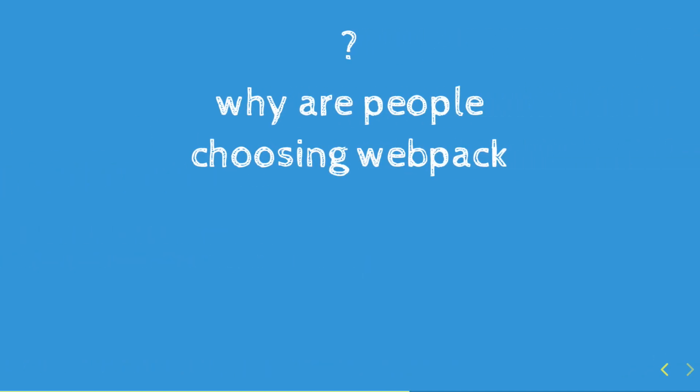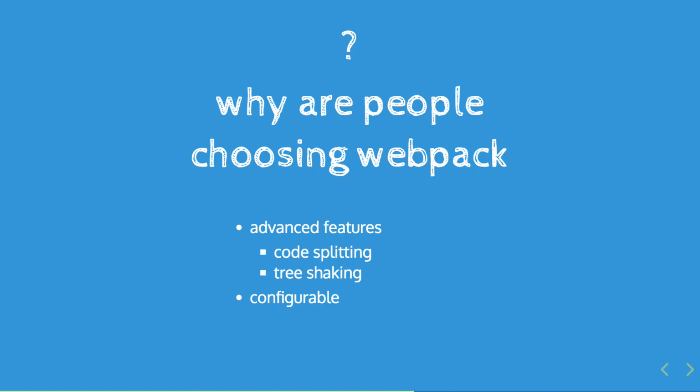Okay, so why are people choosing Webpack? First and foremost, for those advanced features, I think. Like the code splitting and the tree shaking. Also because it's incredibly configurable. And related to that, with Grunt and Gulp, every project had a different build config. But with Webpack, we found that we rarely touch that config. And so our project configs are the same as each other.